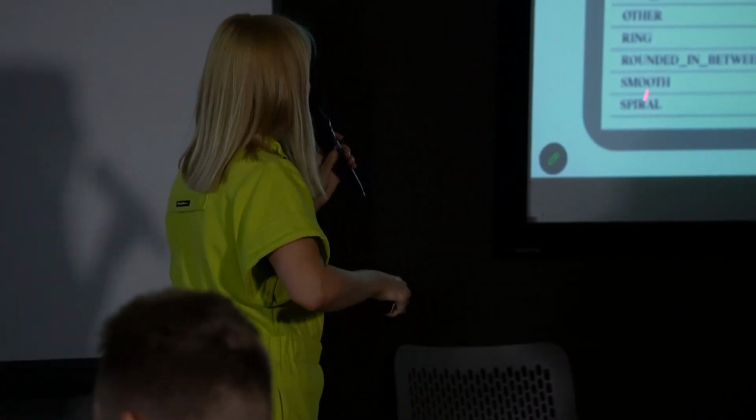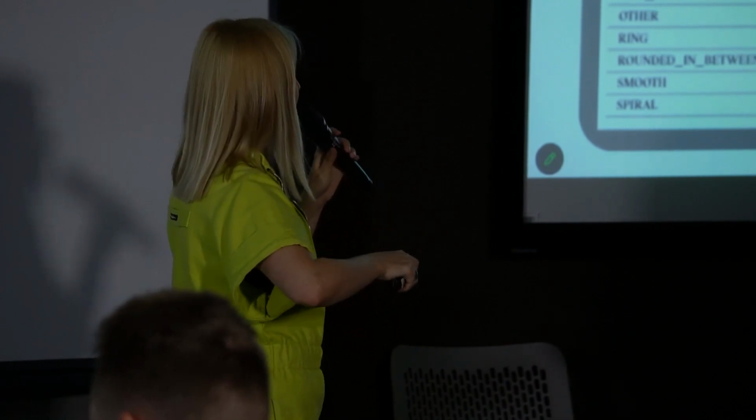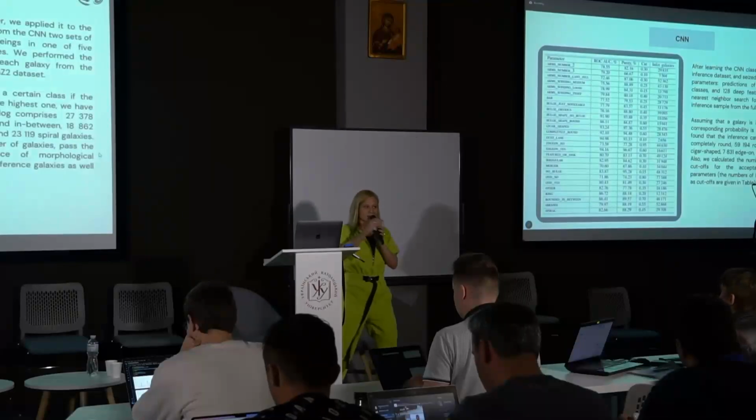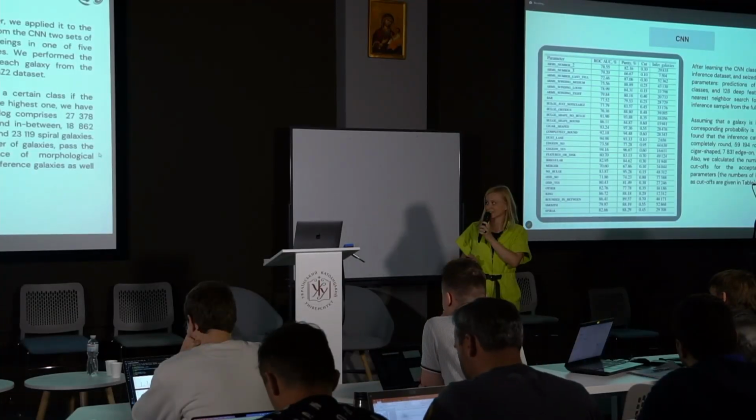For example, we have intrinsic feature parameters. It could be arms, like 2 arms galaxy. We have 78%, and in this sample we have 29,000 galaxies. For example, bar is 77% and 20,000 galaxies. Merging 70%. It's a very good accuracy, we think, and a very good subsample of galaxies.